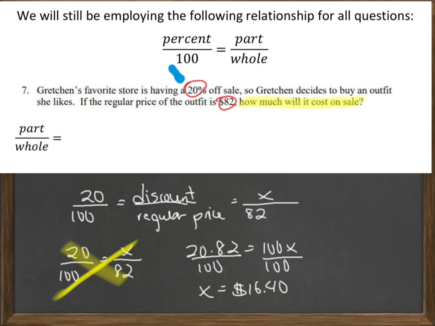Let's pause here for a second. If I told you that an outfit costs $82, but I only paid $16.40 for it, does that sound like a 20% off sale? No, absolutely not. That doesn't make sense. So what we found is not the sale price. What we found is the discount. This is the amount of money I'm saving.